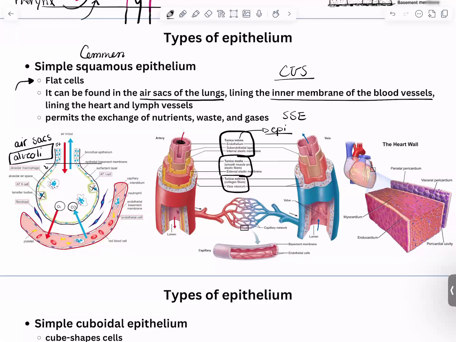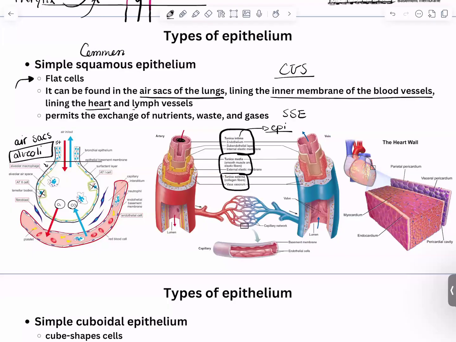Also, we have it in the heart. I will discuss it, and layers of the lymph vessels. These are the locations that we have simple squamous epithelial tissue. You have to remember. What is the function? Transporting, exchanging of the nutrients, waste materials, and gases. Any questions?